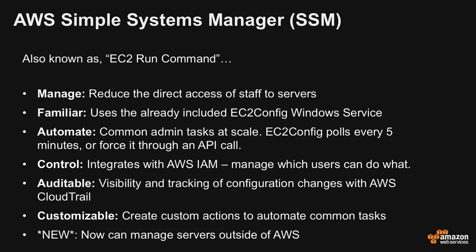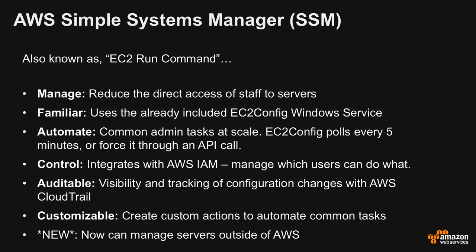CloudTrail, again, provides us visibility in the tracking of any configuration changes that we might trigger with the EC2 run command. And the beauty of this is it's extremely customizable. So you can create custom actions to automate common tasks that are relevant to your business. These may be tasks that haven't been foreseen or catered for by AWS or by others in the industry. So you can create these custom actions.